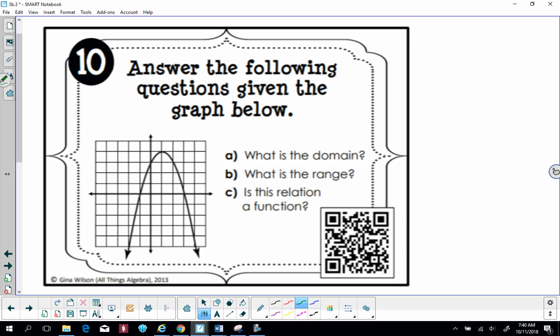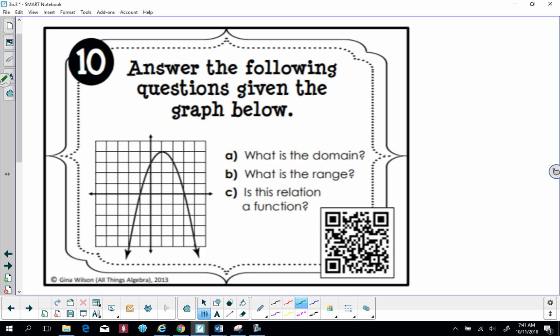And so we're going to be working on A, B, and C for this one. So on the sheet right here, we're at number 10. For A, they want to know what's the domain. B, they want to know what's the range. And C, they want to know if it's a function or not, so yes or no.